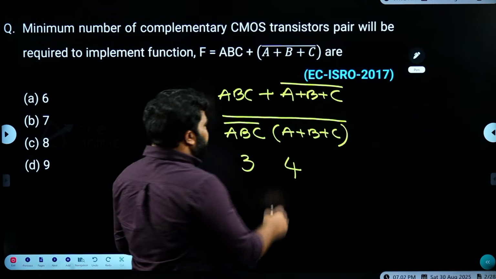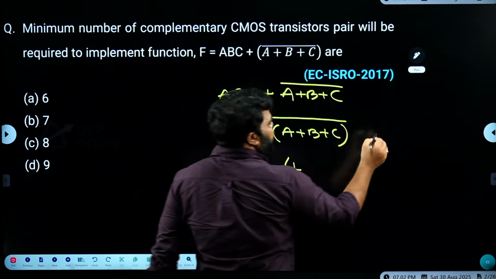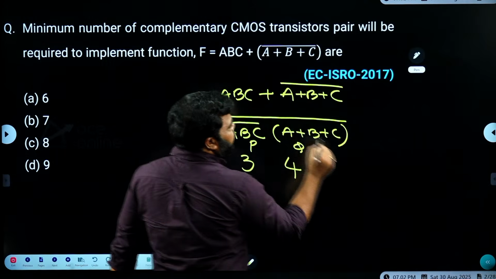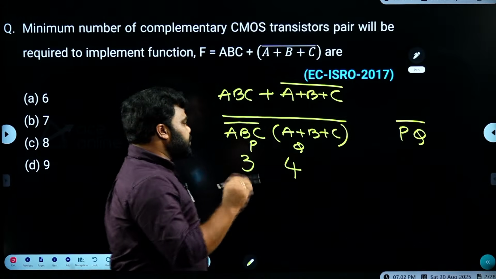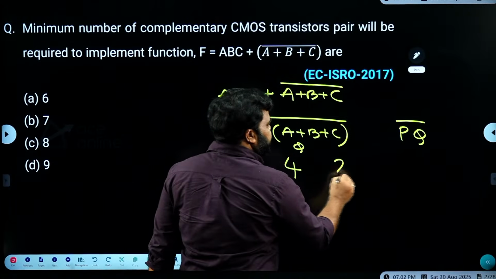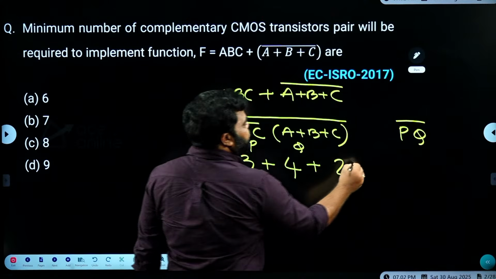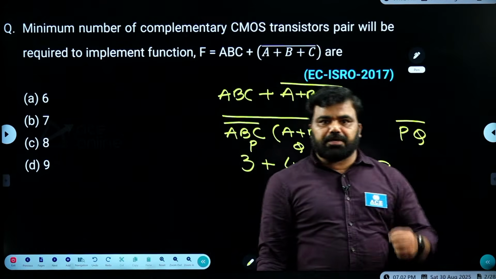Now, once we are getting these ABC whole bar, A plus B plus C, what is required now? If I say it is P, it is Q, now I need to implement PQ whole bar. For this requires another 2 pairs. So, finally, 3 plus 4 plus 2 is equals to 9 pairs of CMOS transistors.